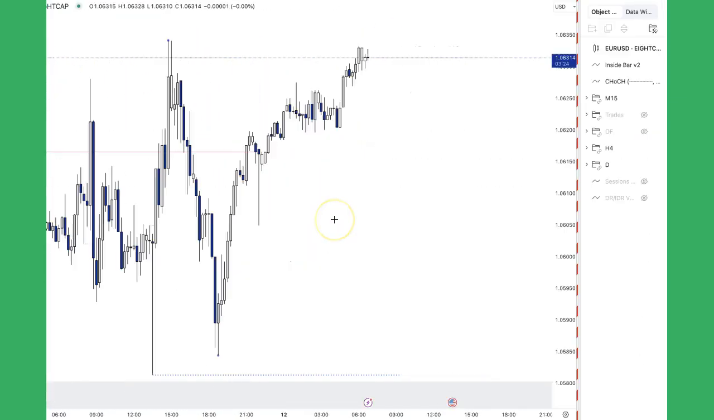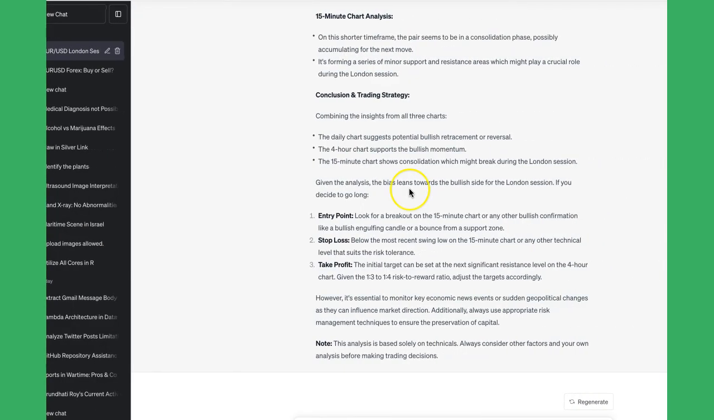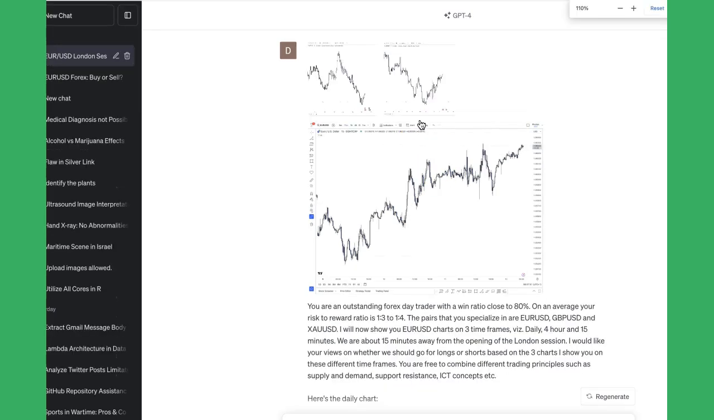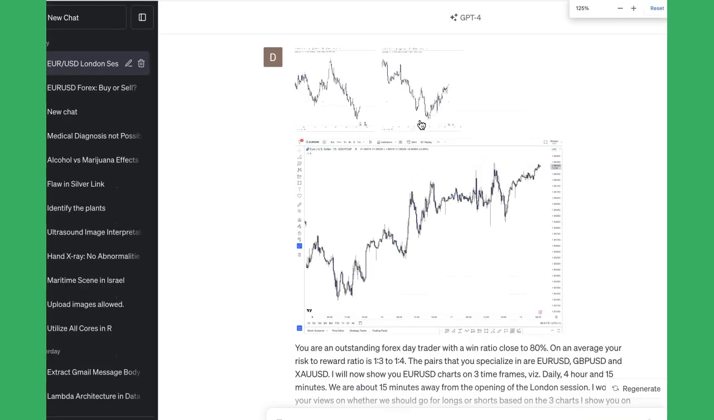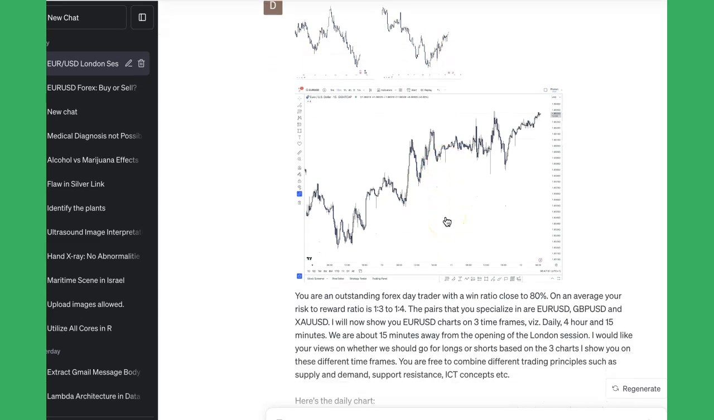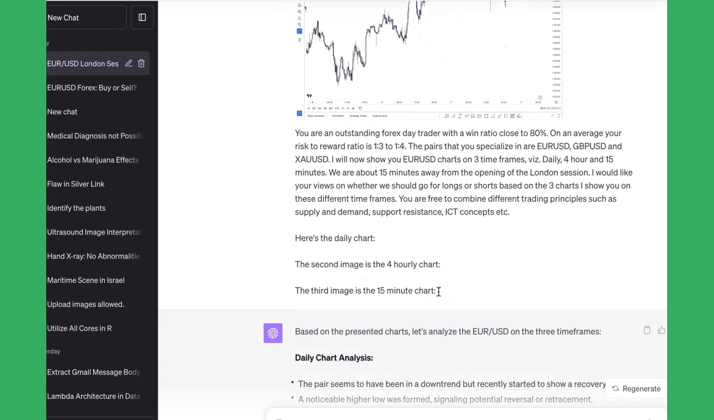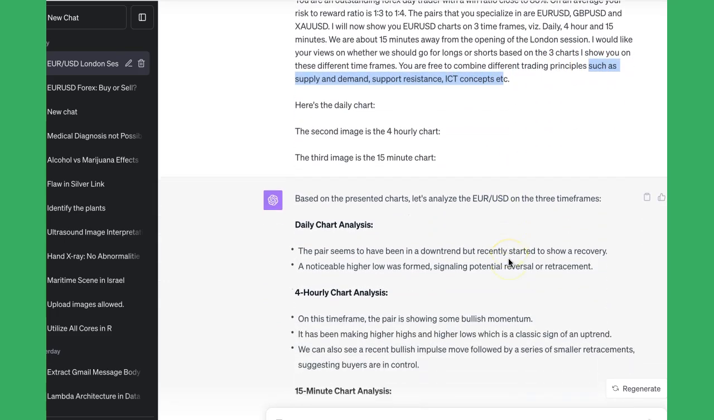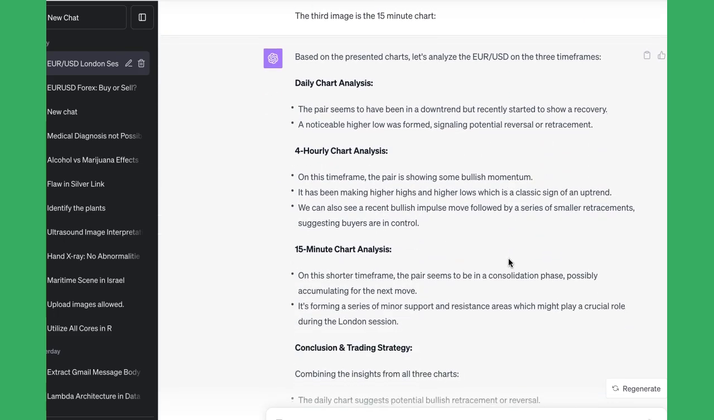We also had something very interesting that's happened. So this is ChatGPT, and ChatGPT now has vision going for it. And what I did was I gave it the daily, the H4 and the M15 charts, and said, why don't you tell me what you think? And I said, okay, please go ahead and use supply, demand, support, resistance, ICT, whatever. And this is what the analysis is, which is pretty cool.